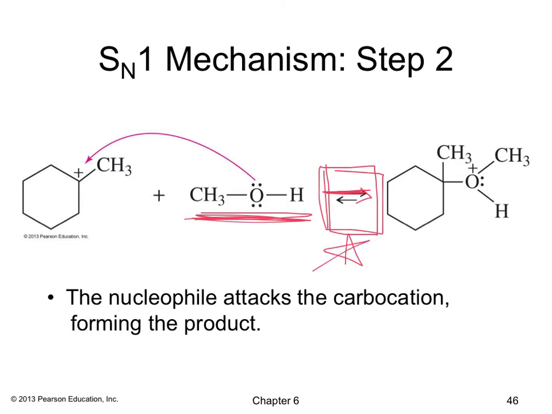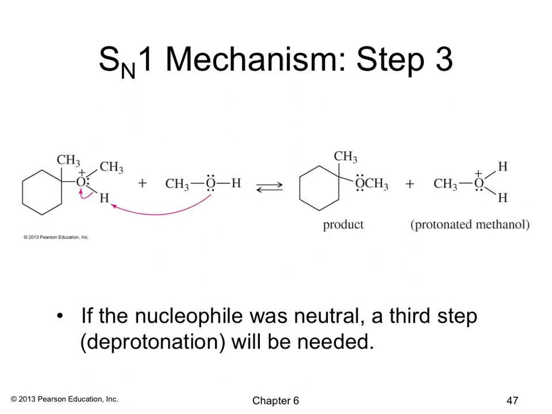So you have this formation of the alcohol, the ether, but it's positively charged, so you need a step. And that next step is having it pluck off that hydrogen, neutralizing the charge, generating the product. Here it's under equilibrium. The arrows are equal here. Now our product is neutral, and then you have a protonated methanol.